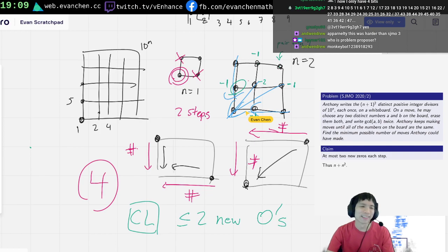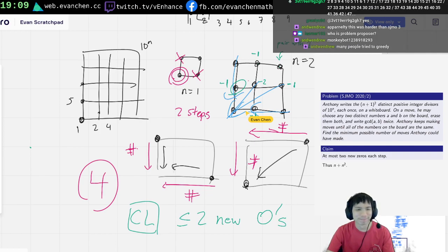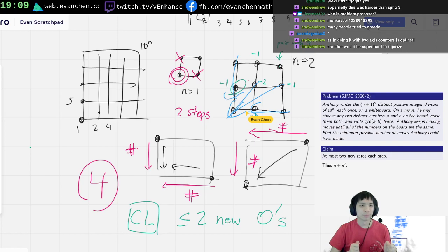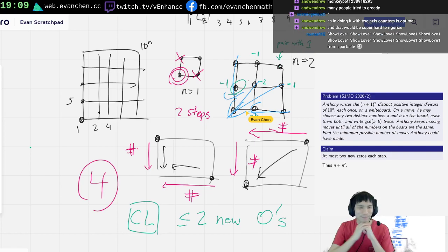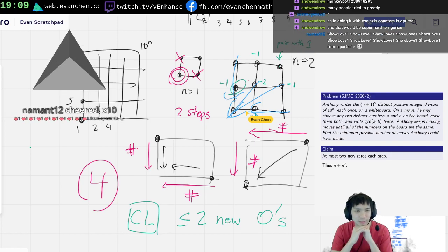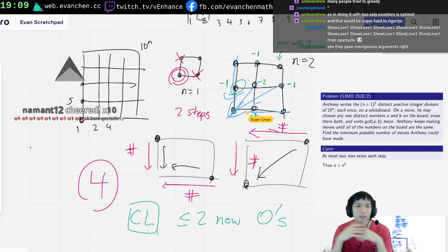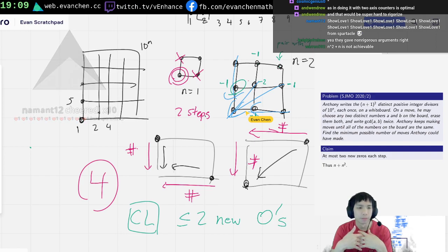I was kind of looking at this, and it just felt like it should be a sum or something. I'm trying to describe why I knew it should be a summing type argument. If you have a lot of young students, they might just write incorrect proofs. N squared plus n is not achievable? It's not?